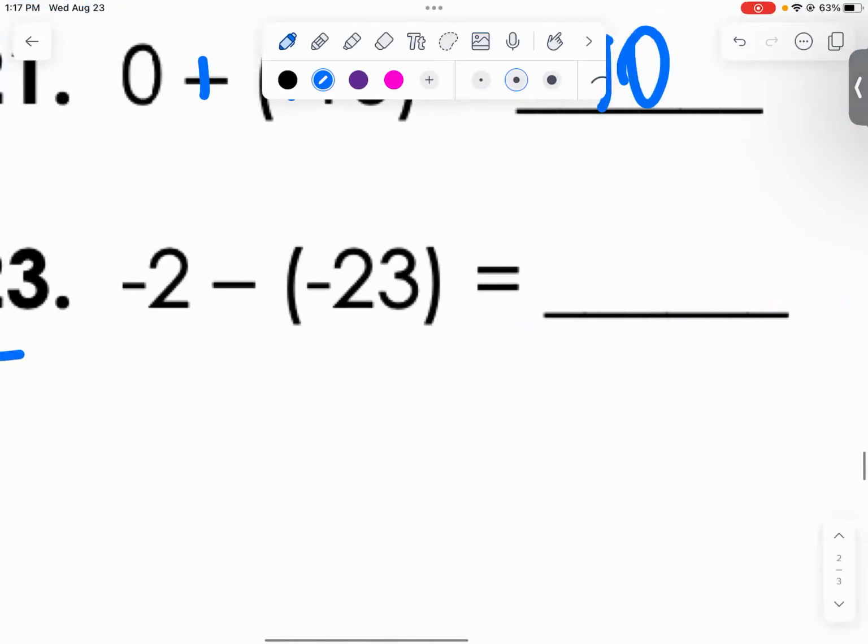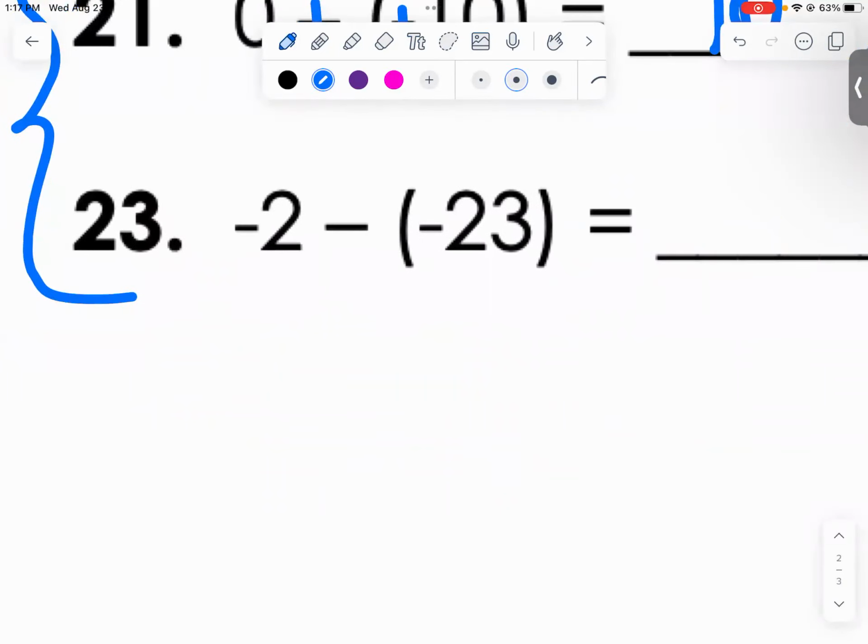Okay. Alexander, how do we rewrite number 23? Okay, very good. Cash, what's negative 2 plus a positive 23?